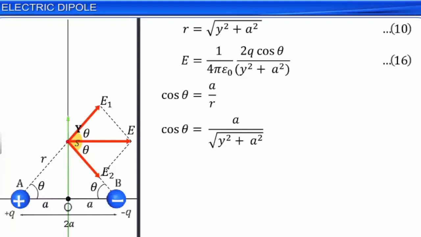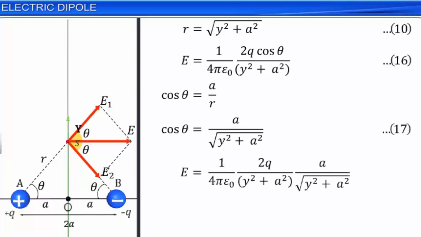Substituting equation 17 in equation 16 and simplifying, we get the equation for the magnitude of the resultant electric field strength E at point S. Since the dipole moment P is equal to 2aq, we get E is equal to 1 by 4 pi epsilon naught into P by y square plus a square whole power 3 by 2. Let this be equation 18.